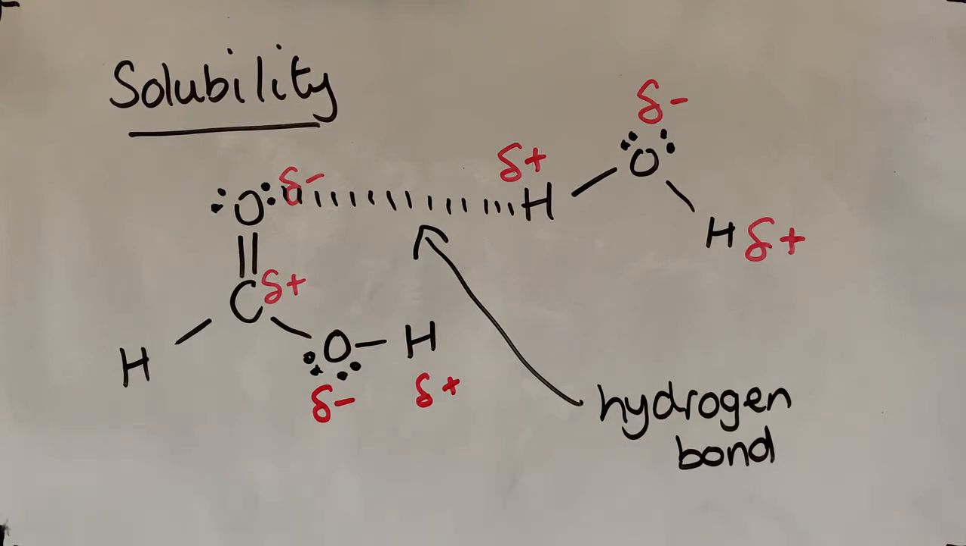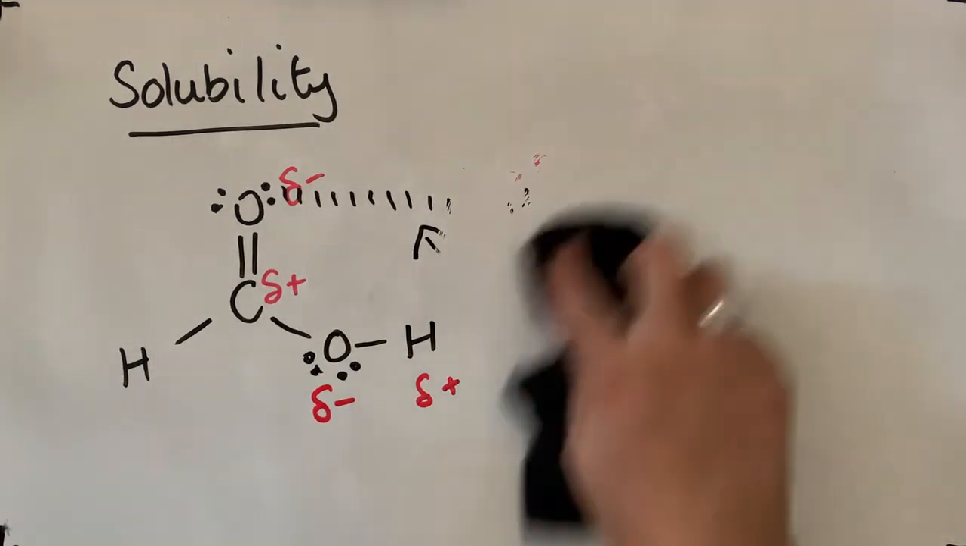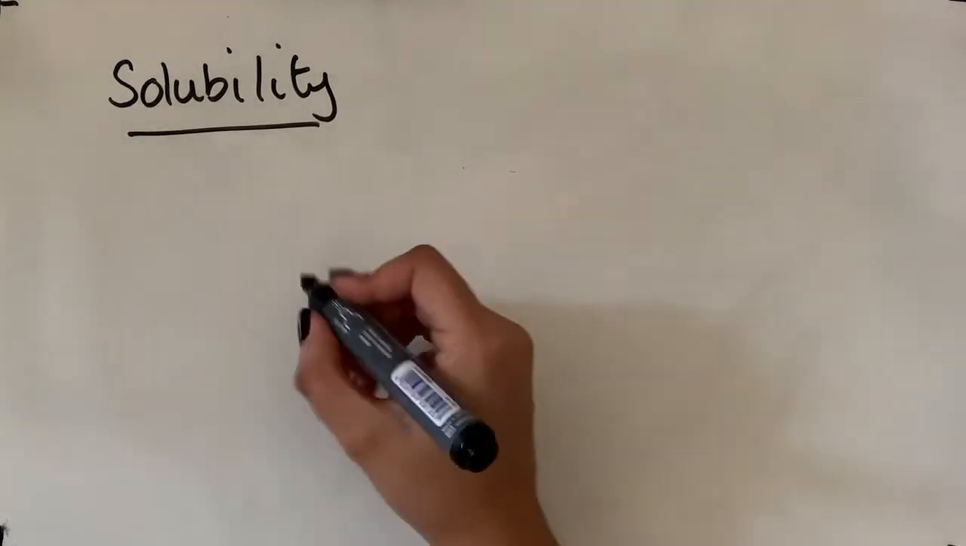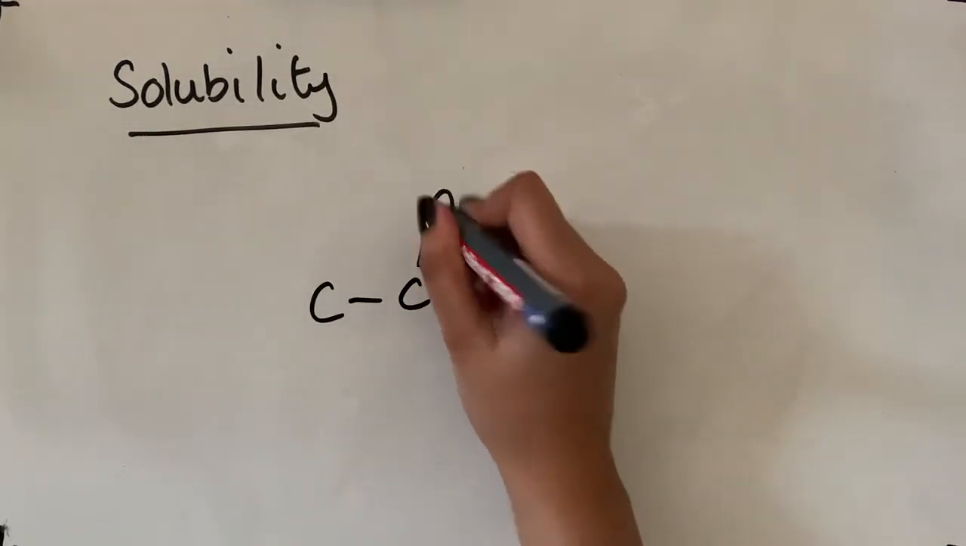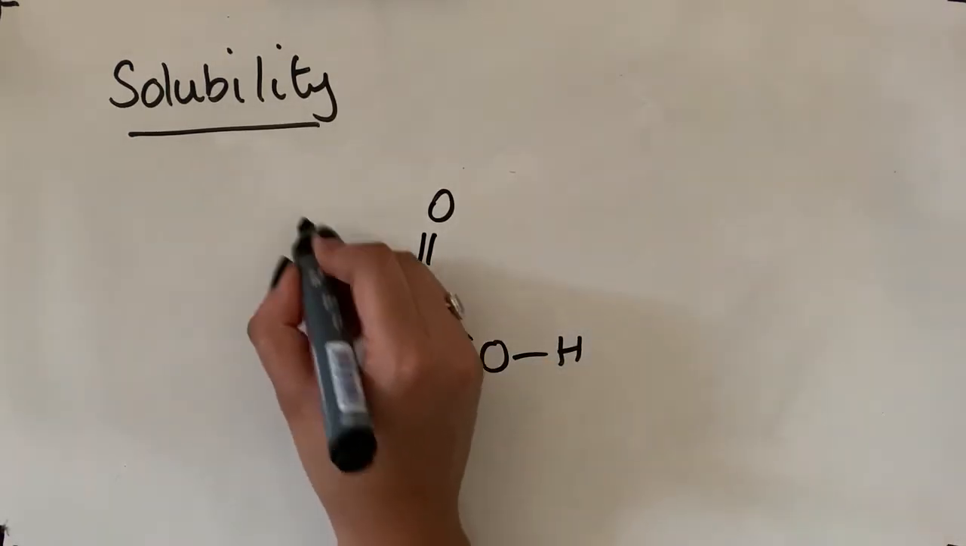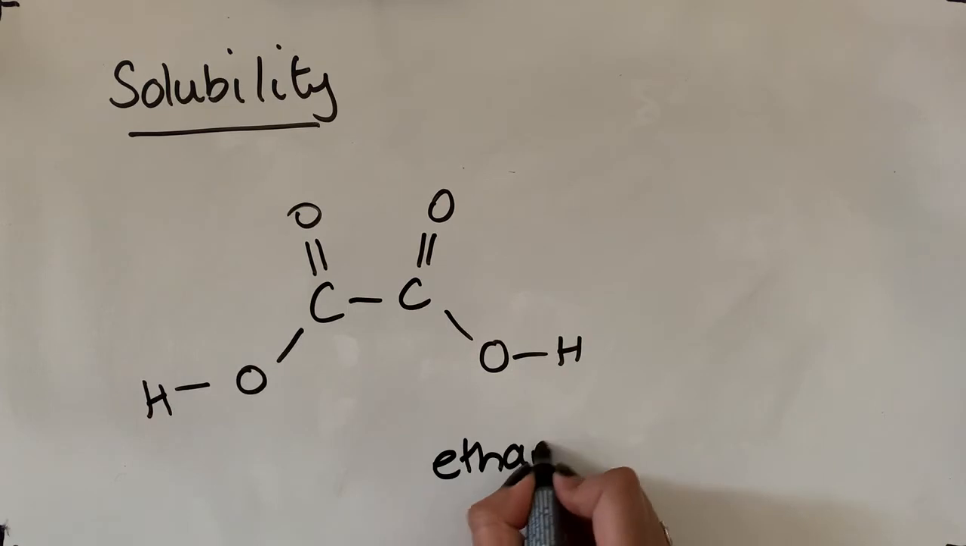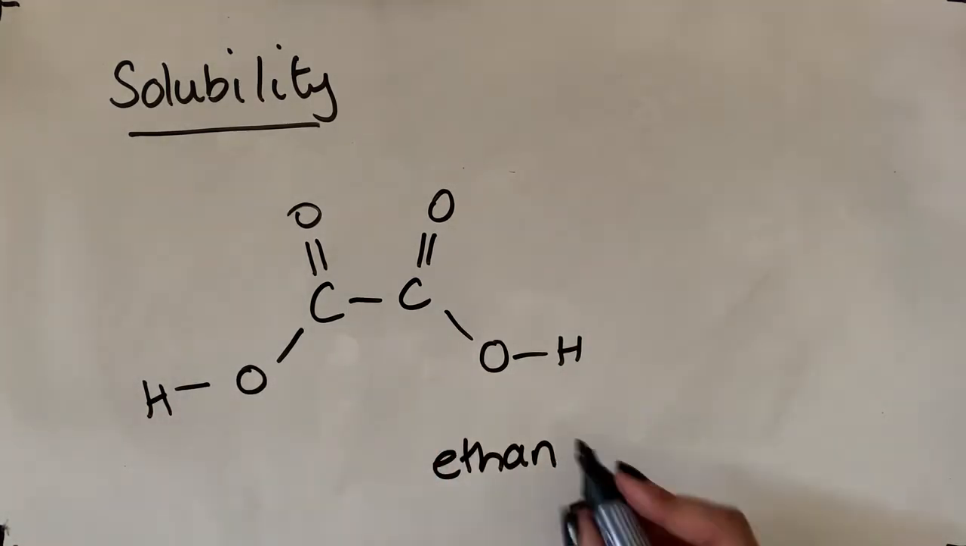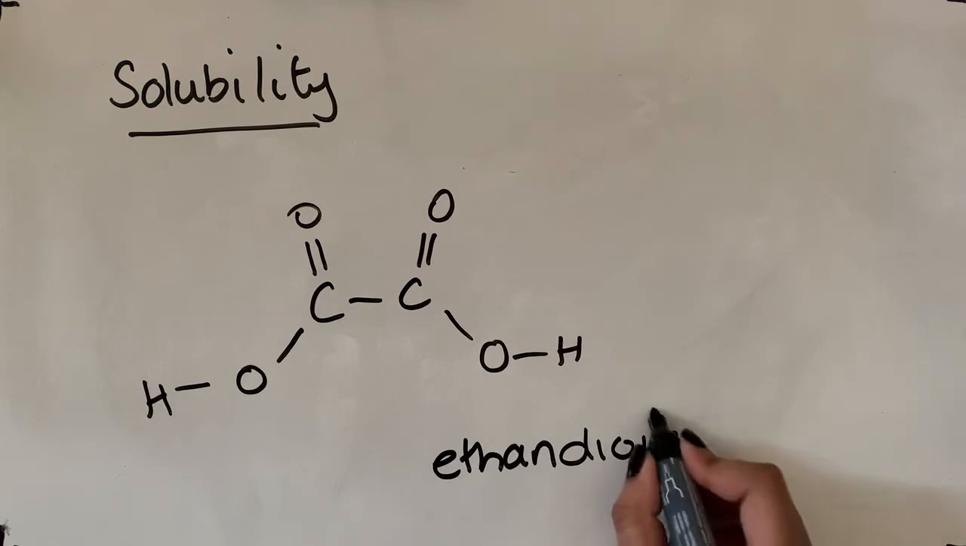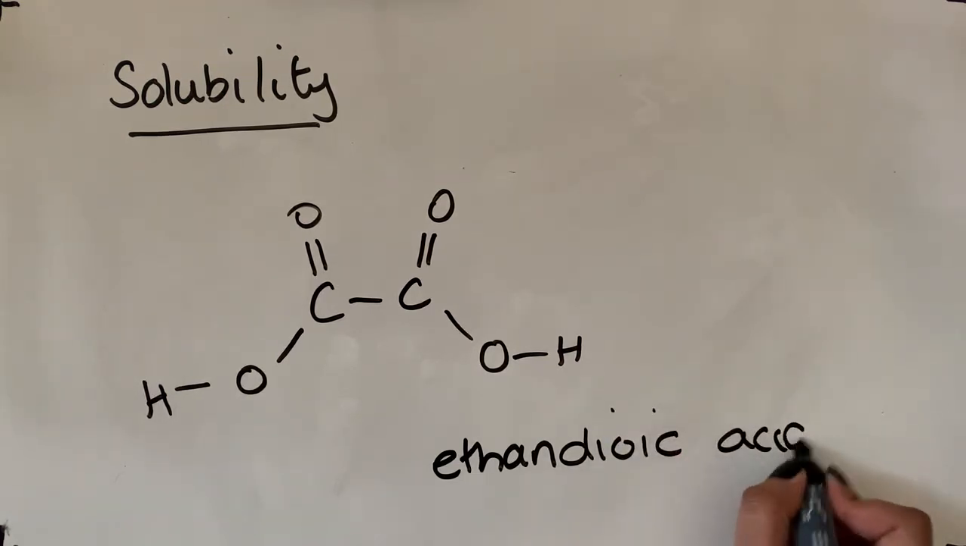Let's also have a look at if we have a dicarboxylic acid. A dicarboxylic acid, if I just draw one out. Also just to name this as well. You've got 2 carbons in this chain, so it's going to start with ethan. You've got 2 carboxylic acids, so it's ethanedioic acid.